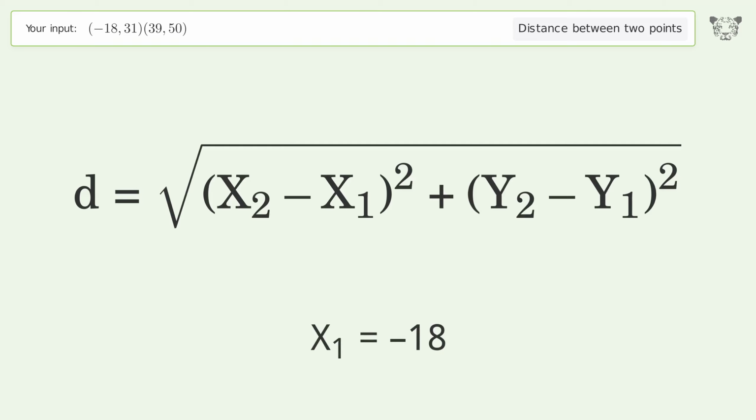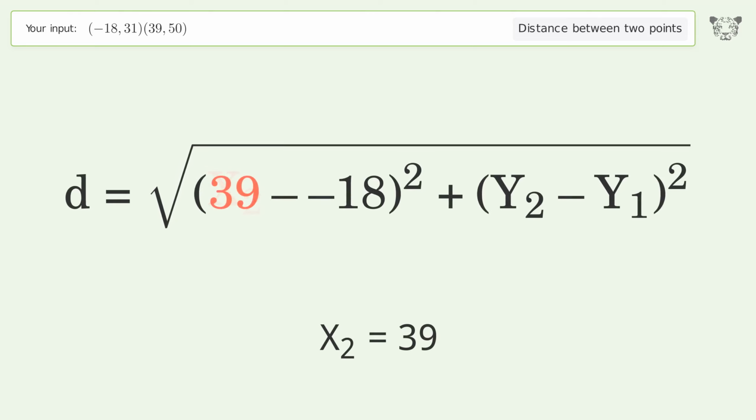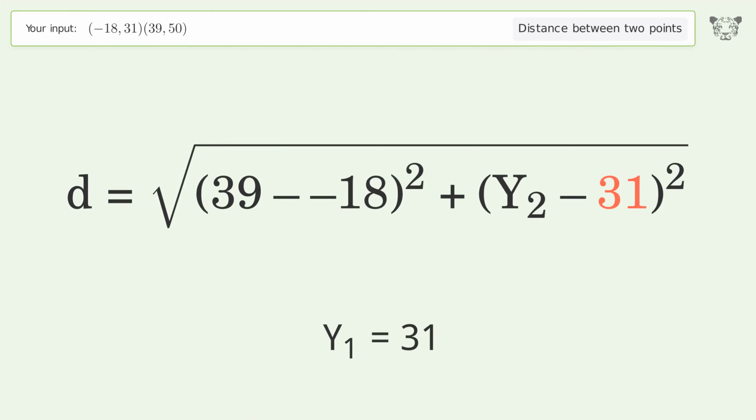x1 equals -18. x2 equals 39. y1 equals 31. y2 equals 50.